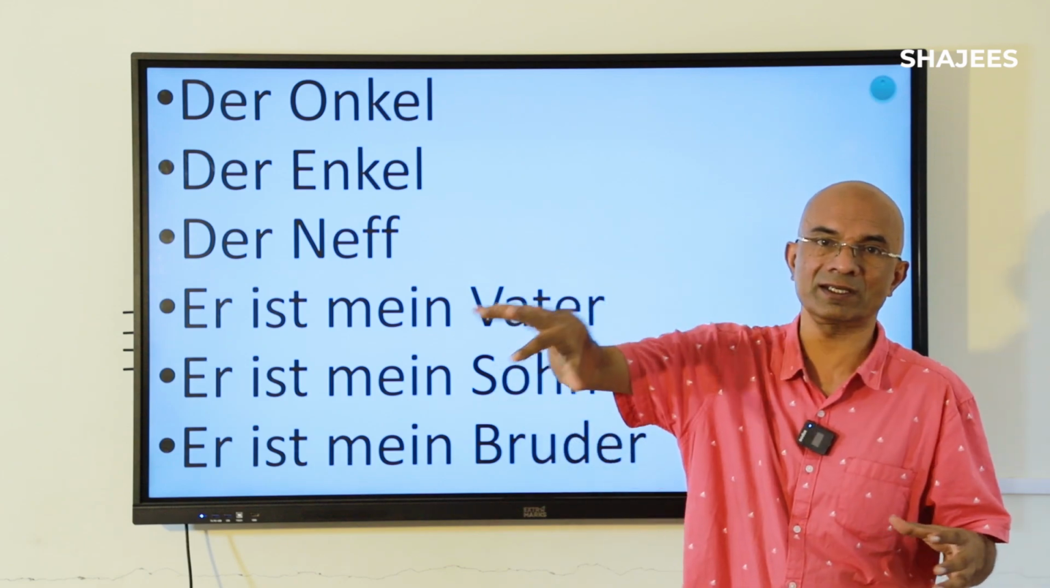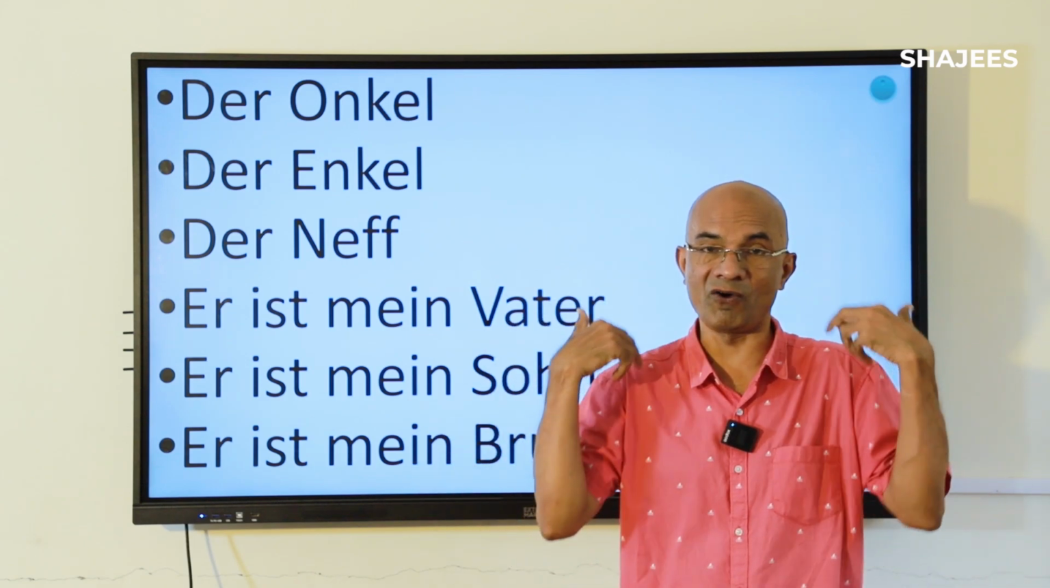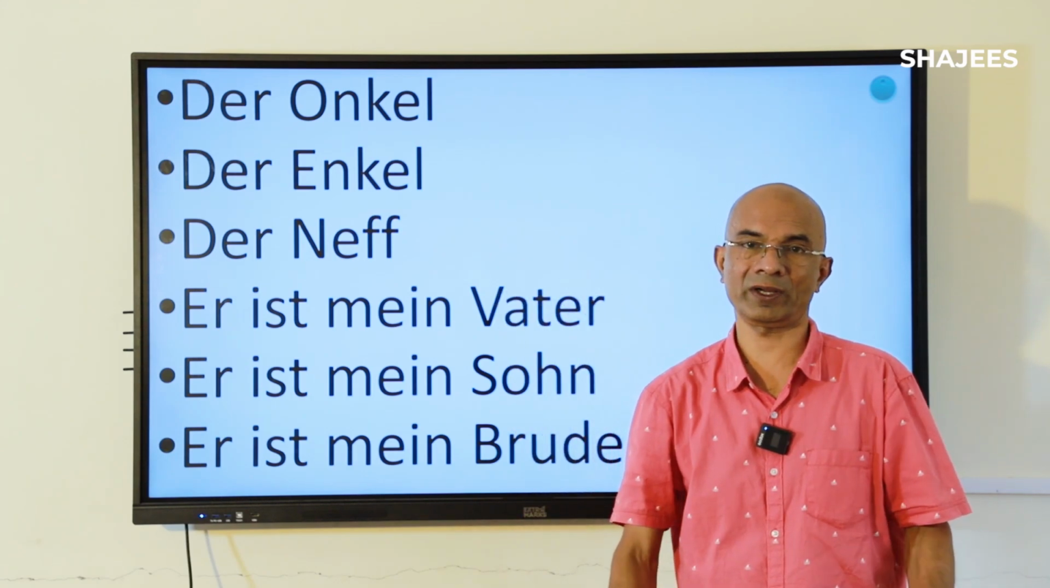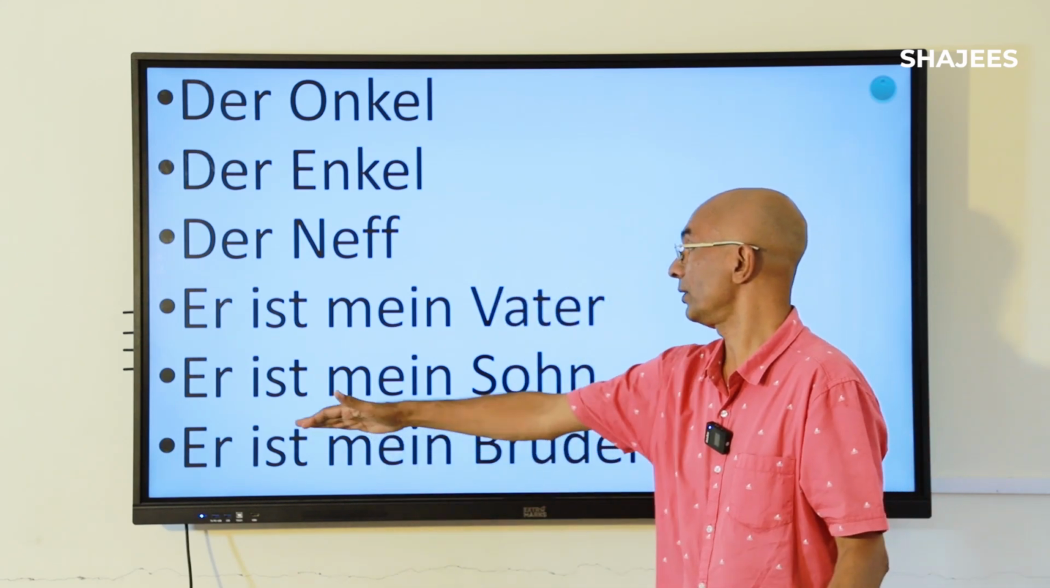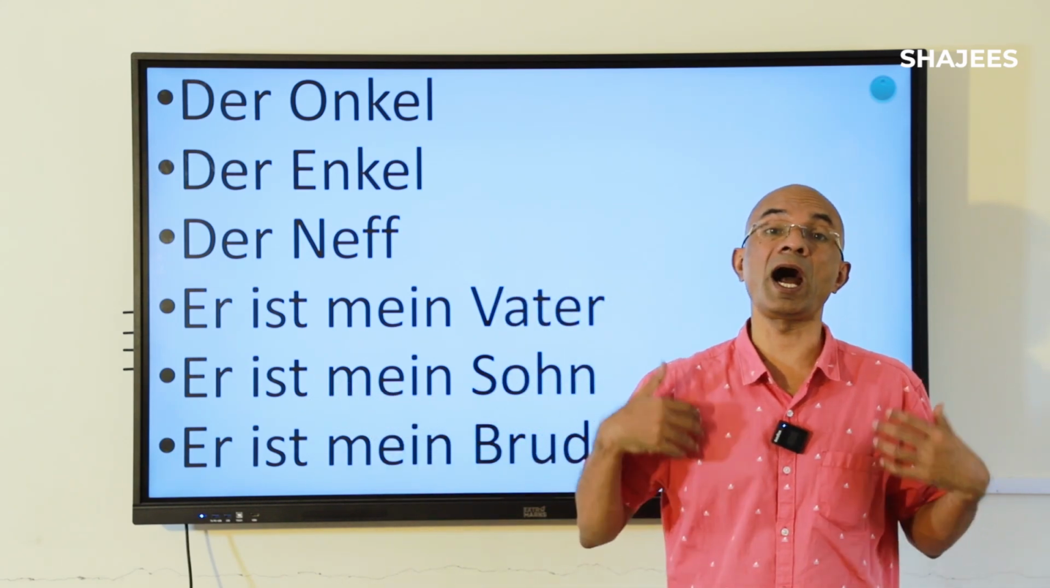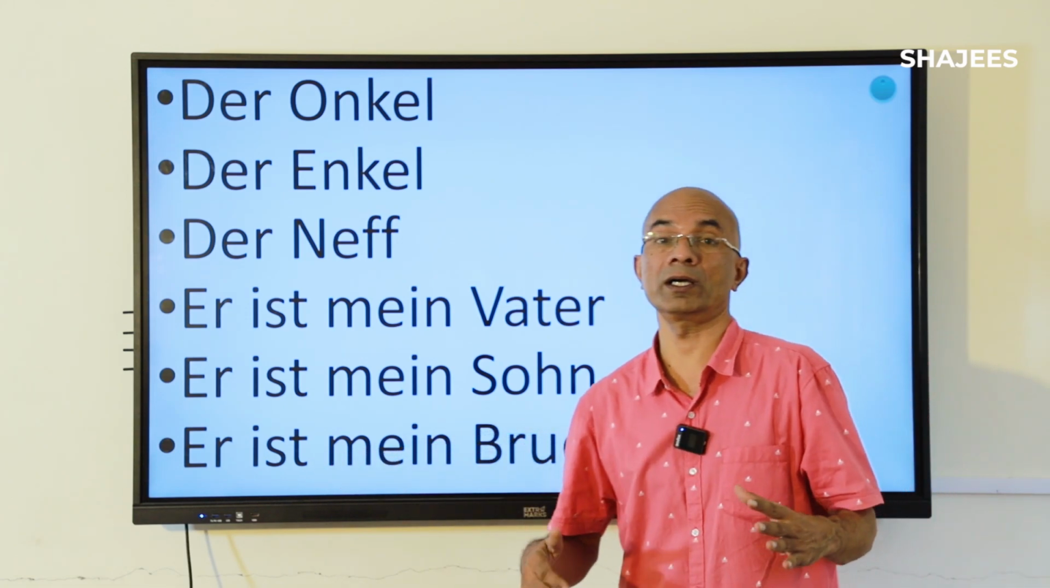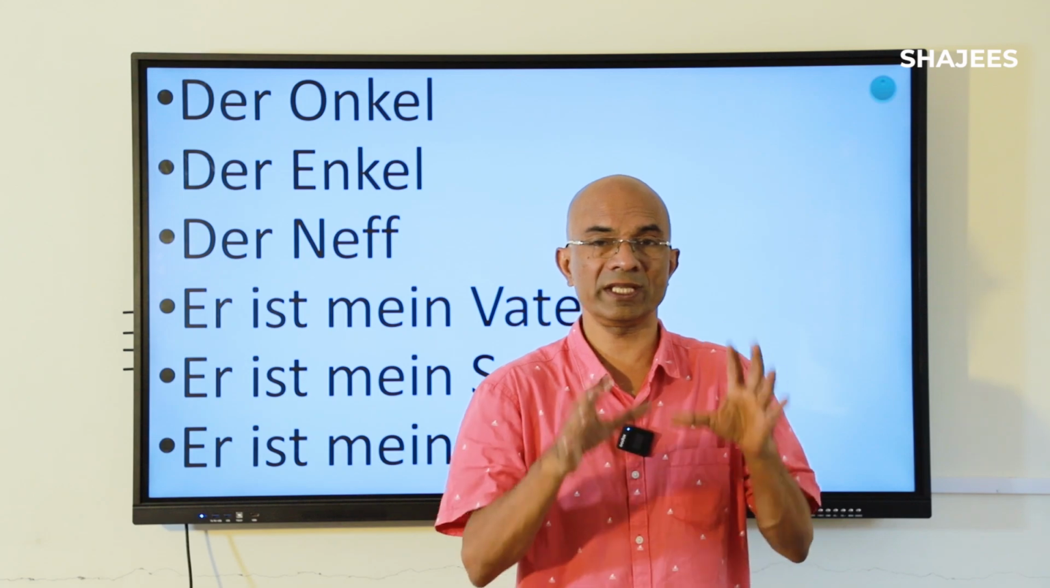We are children, two or three children, and he is our father. We can say so. Here is unser Vater. Okay, he is our father. Here is unser Sohn. Okay, our son. Okay, here is unser Bruder. He is our brother. So that's possessive.